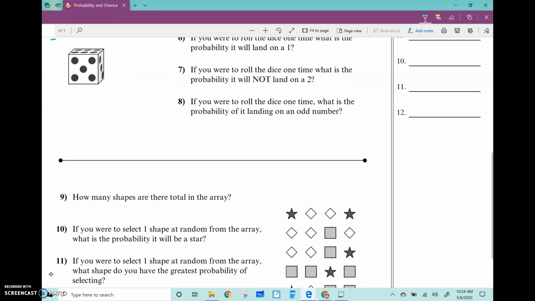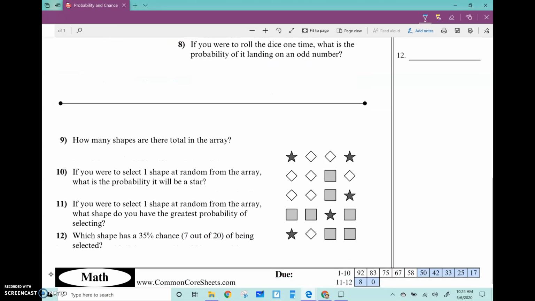All right, and the last section, again, is going to work just like you did with the spinner. And if we look at the first question, they want to know the total. How many shapes are there total? And if we look at all the shapes, we've got 4 going across and we've got 5 going down. We know that there are 20 shapes total. So we're going to use that 20 shapes total as your denominator for solving the probability questions that they're asking you.